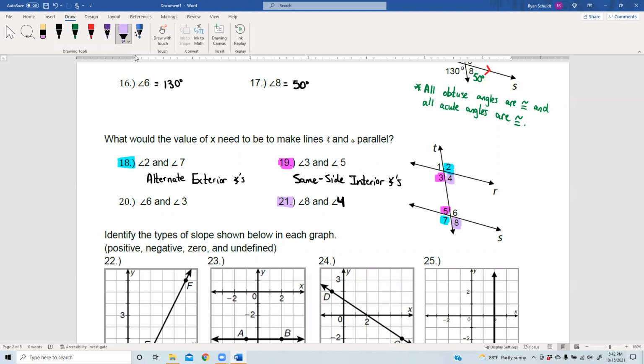So what are 8 and 4? Are they on the same side or alternate sides? They're on the same side. Now, are they both within the railroad tracks? No, they're not. One's inside, but then the other's outside. So these are called corresponding. They're in the same spot, but one's on line S, one's on line R. But they're in the same corner. So these will be corresponding angles.